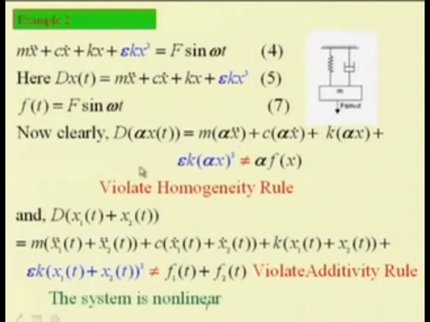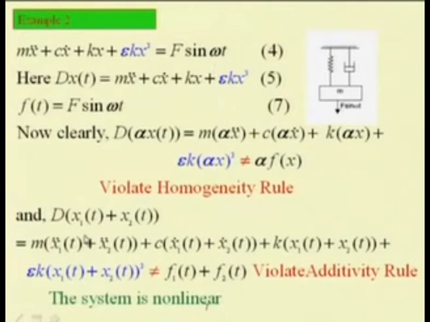Now clearly, if I take D of alpha x(t), in place of x I substitute alpha x. It will be m alpha x double dot plus c alpha x dot plus k into alpha x plus epsilon k alpha x cubed. This is not equal to alpha times D x, due to the presence of the term epsilon k alpha x cubed. So this is not satisfying the homogeneity rule.